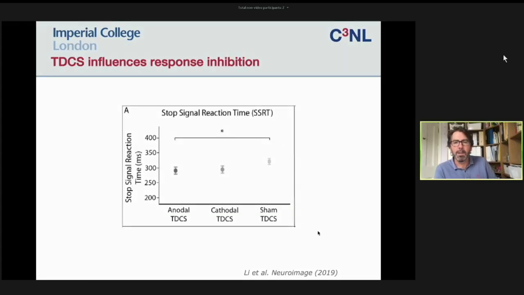So the first result that came from our healthy control study was that stimulation of the inferior frontal gyrus and the anterior insula did produce some modulation of activity on the stop signal task. So the stop signal reaction time, the SSRT, is the key behavioural measure, and low SSRT is a measure of improved response inhibition. And we can see here that anodal TDCS produces a small but significant improvement in response inhibition on this task.